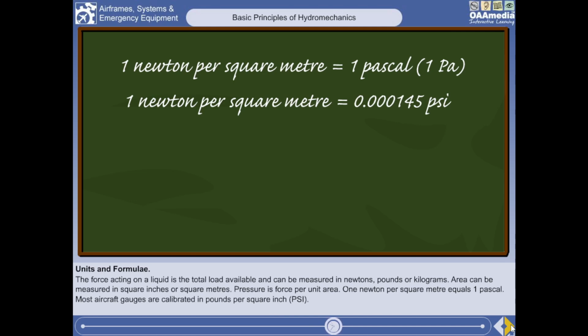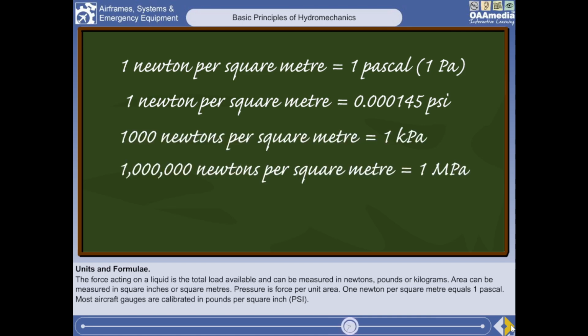It is equivalent to 0.000145 pounds per square inch. So the more commonly used metric units are kilopascals or megapascals, abbreviated to kPa or MPa.